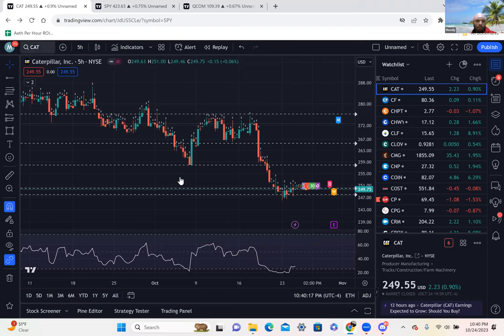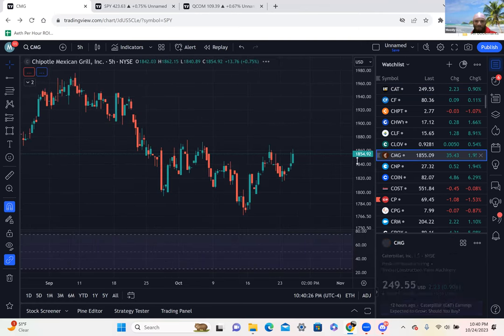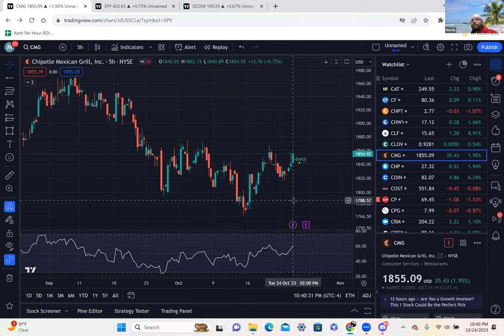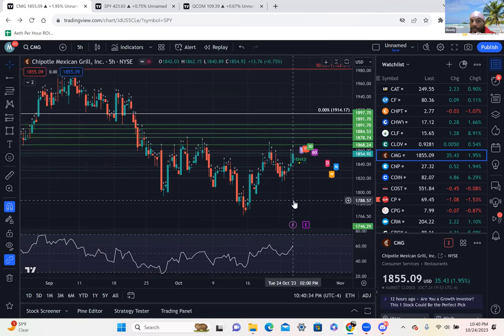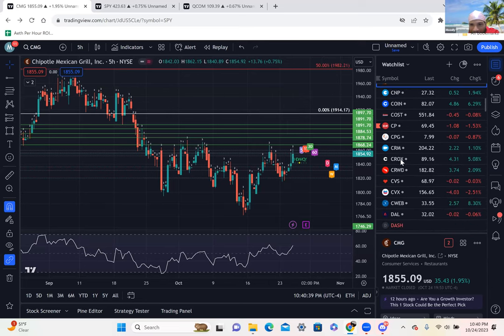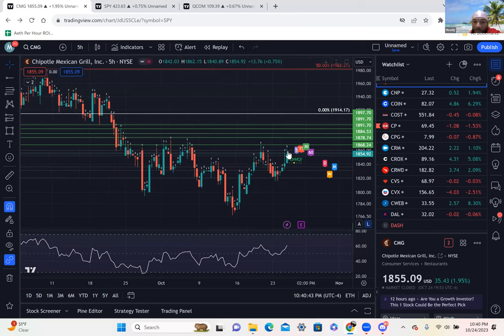Let me go to a different chart because I don't want all these lines there. I've got ZMG. They're about to have earnings too. I bet you they're gonna go up for earnings. I normally don't tell people to trade anything for earnings. Let me go to another one. What are we doing on this one? It's cool. But look, I'm playing them for earnings and I'm buying calls.